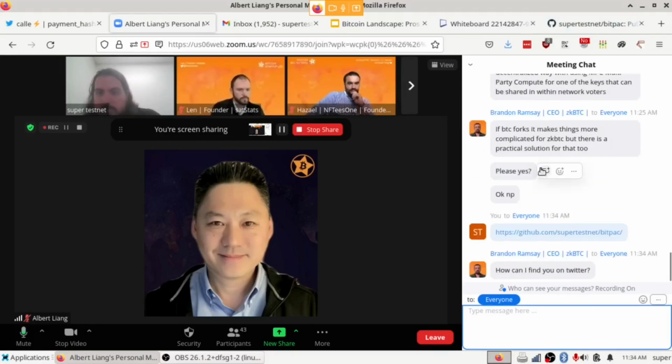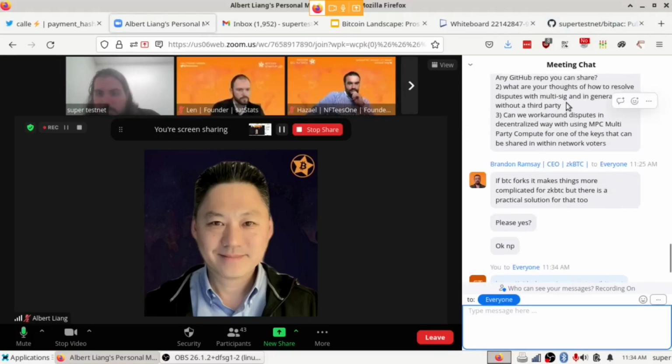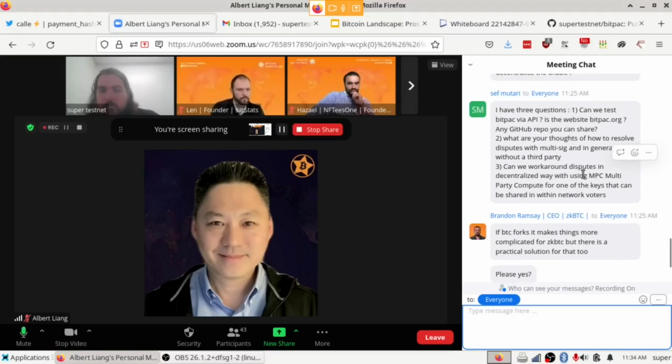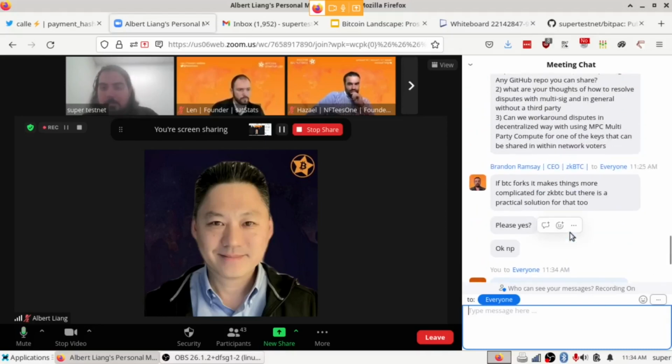What are your thoughts of how to resolve disputes with multisig and in general without a third party? Well, multisig makes it really easy to resolve disputes. You can just have some set of one or more third parties resolve it for you by voting. And that's kind of what I designed Bitpac for. So that's my thoughts on that part. And then in general, without a third party, it's much harder in Bitcoin to resolve disputes.